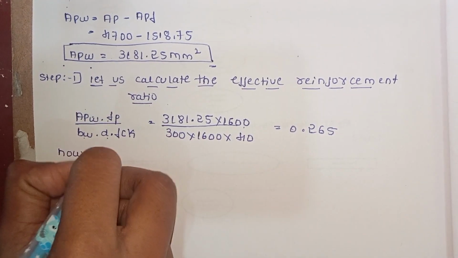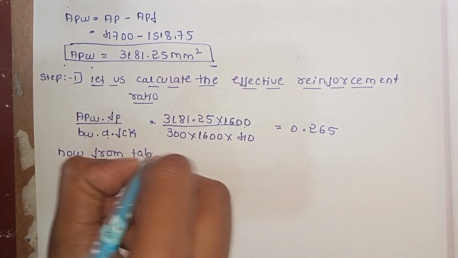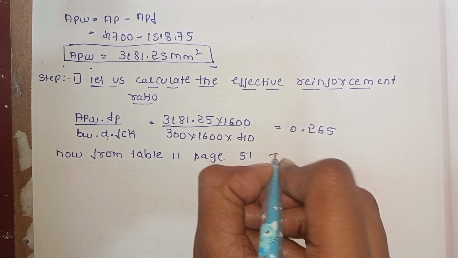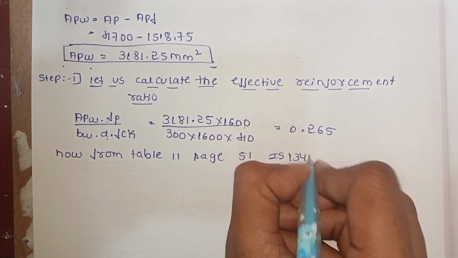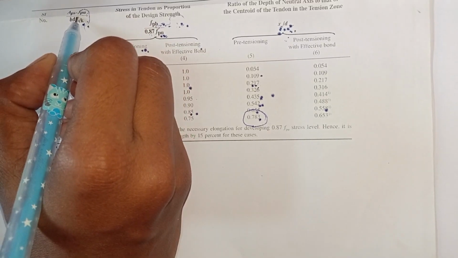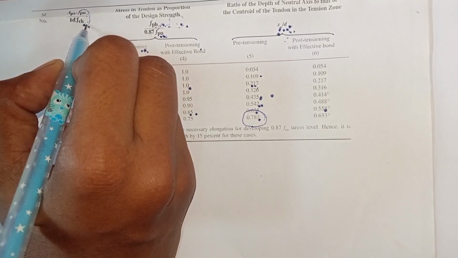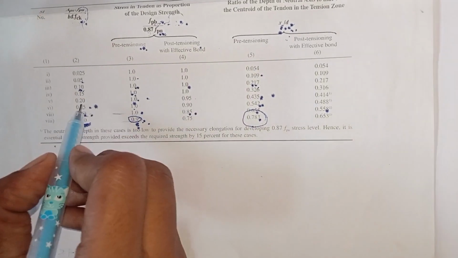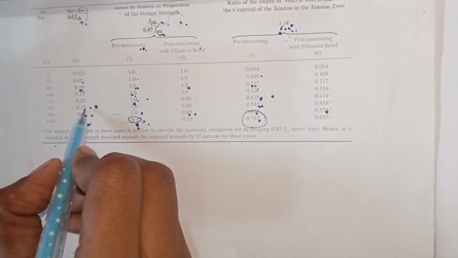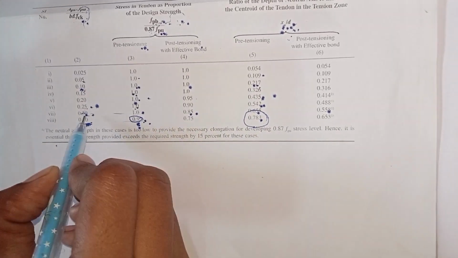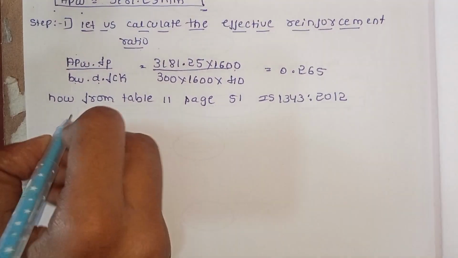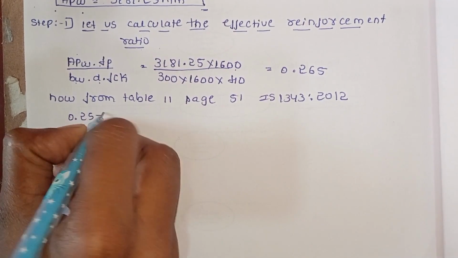Now from Table 11, page 51, IS 1343 2012. Now we got AP into FPU divided by BD into FCK value as 0.265. 0.265 is not mentioned in the table, so 0.25 corresponding value is 1 and 0.30 corresponding value is 1. Let's see. So 0.25 corresponding value is 1.